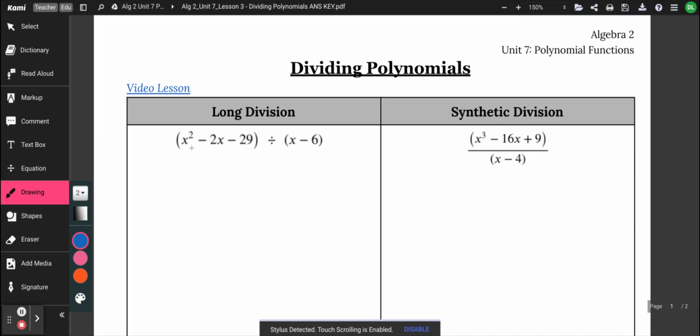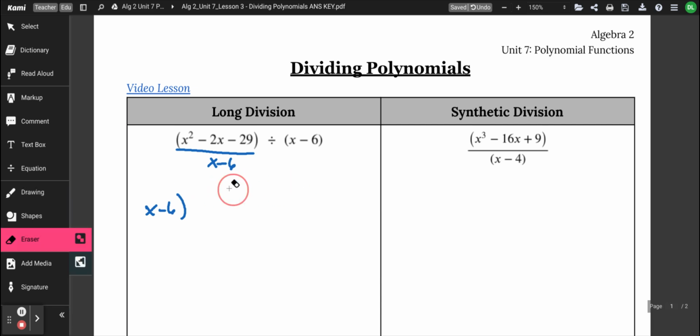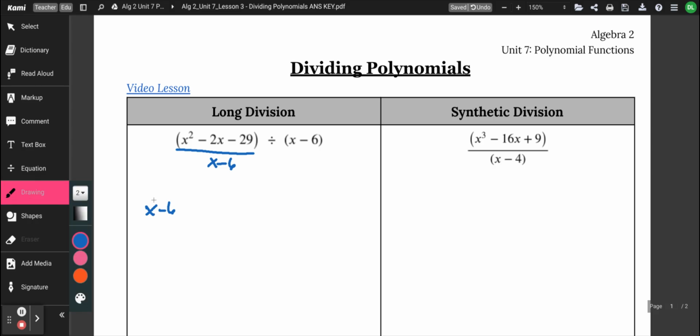Remember that the term before the division sign is your numerator and the one after is your denominator. And when you write this out, the denominator goes on the outside, and the numerator goes on the inside.